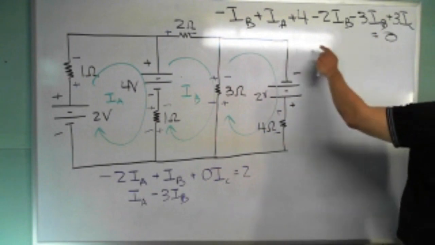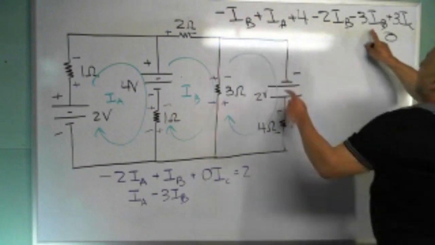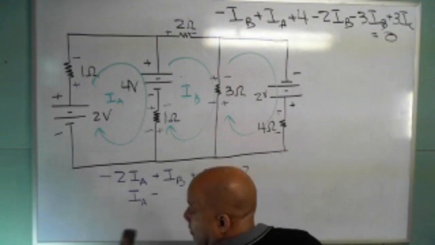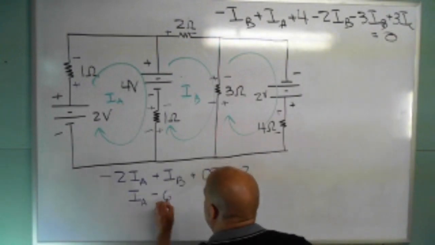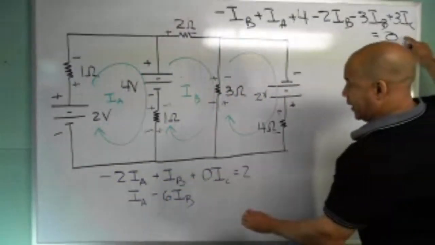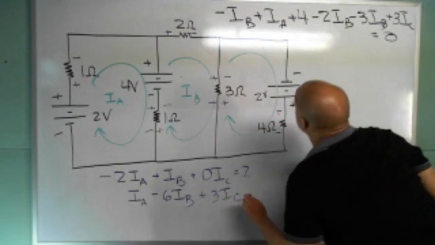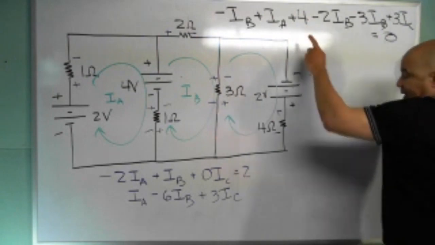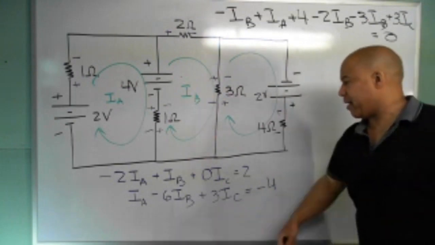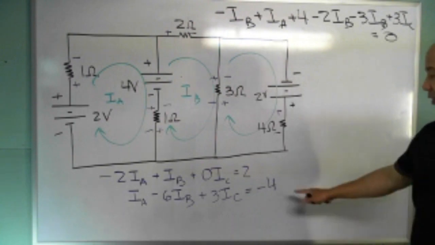Oh wait, I didn't do that right. Look, I got a negative IB. I got 2 more there. That's -3. I got 3 more there. So actually, that's a -6 IB. And then I got 3 IC. I got this 4. I'm going to move that to the other side. That's going to change it to a -4. So what I'm getting right here is IA minus 6 IB plus 3 IC is equal to -4.